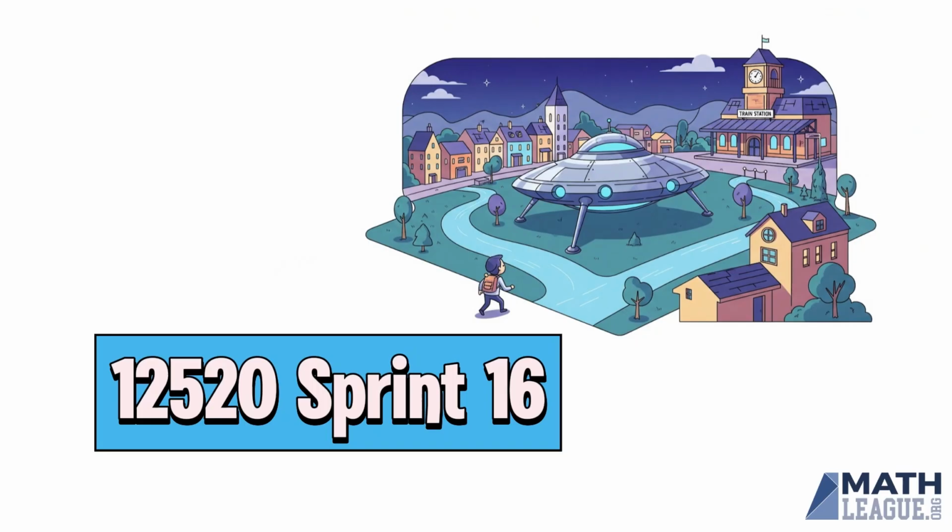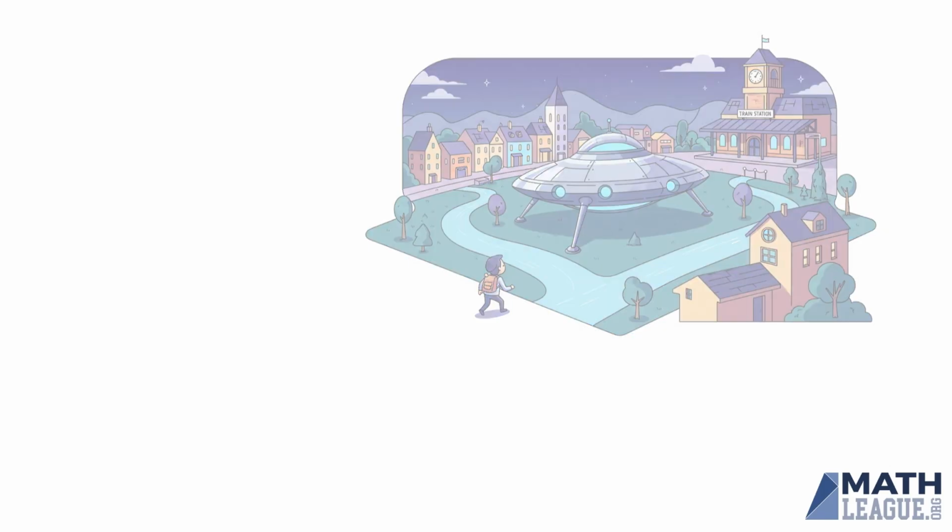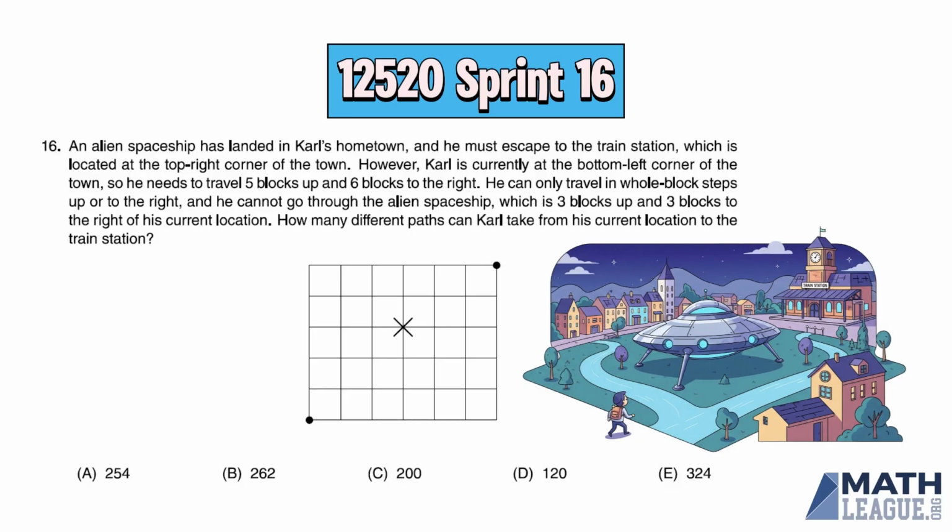Hello, everyone. My name is Vincent, and today we are going to be looking at problem 16 from the sprint round of test 12520. So the problem states, an alien spaceship has landed in Carl's hometown, and he must escape to the train station, which is located at the top right corner of the town.